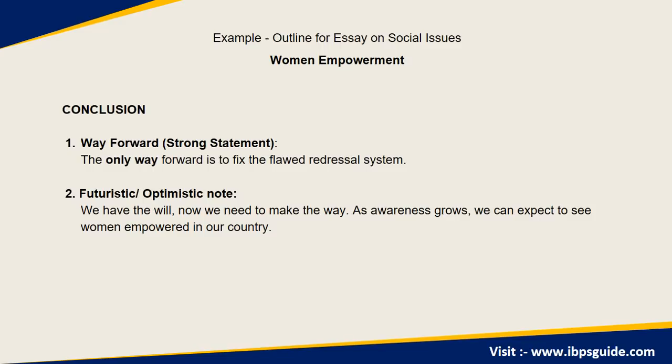Okay, in this case, we are talking about the way forward. We say the only way forward is to fix the flawed redressal system. So a lot of people who have complaints, they go and complain, but those complaints are not taken care of properly. So that's what we mean when we say that the only way forward is to fix the flawed redressal system. The last sentence we will say is, we have the will, now we need to make the way.